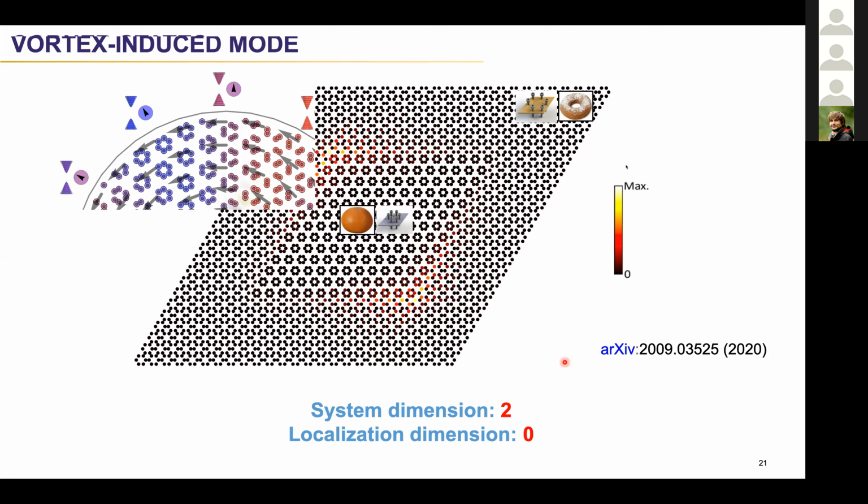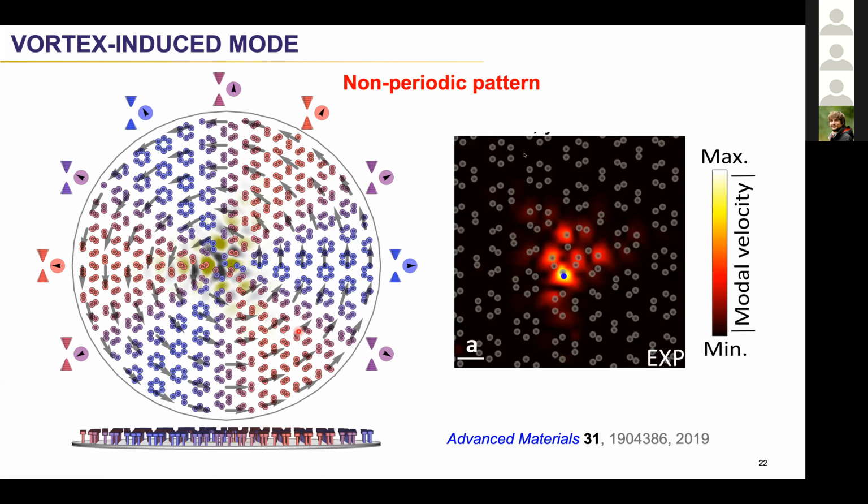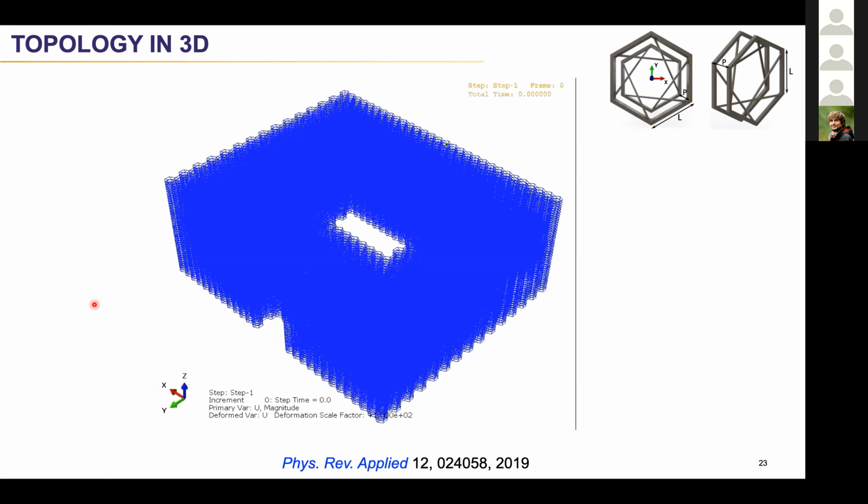And then we can also rearrange these boards in a non-periodic pattern to mimic something called Dirac vortex. So essentially what happens is that we have a band gap in all the directions in the system except the center. And because of that, we are able to localize energy at the center of the structure. So finally, just a quick glimpse on topology in 3D.